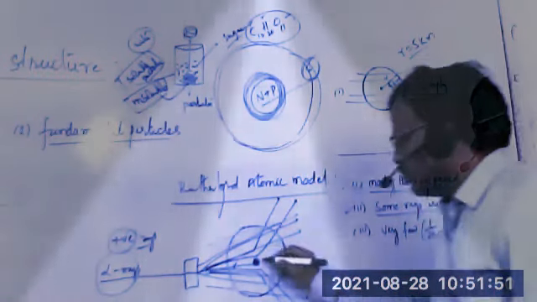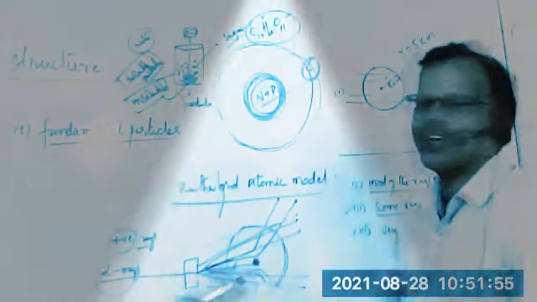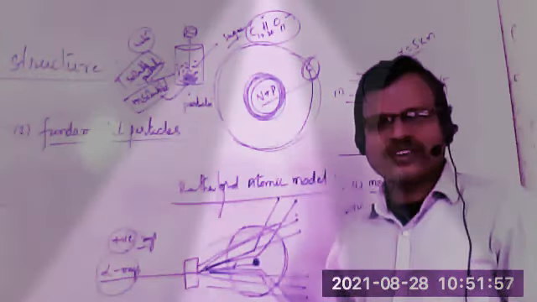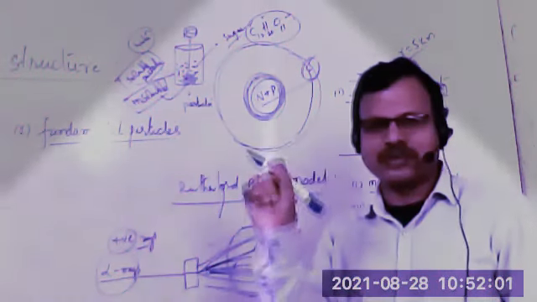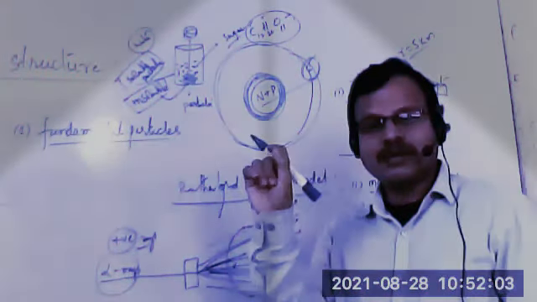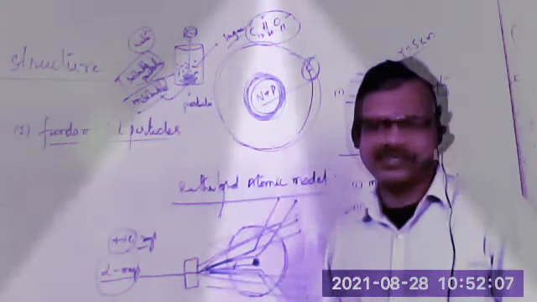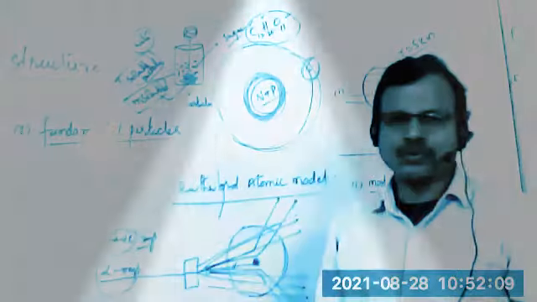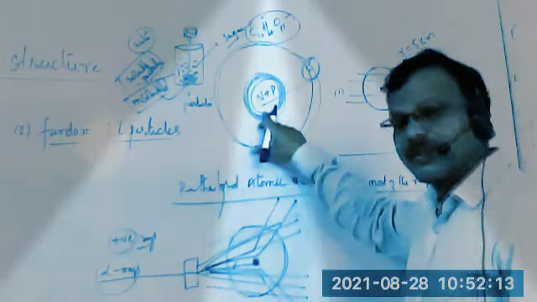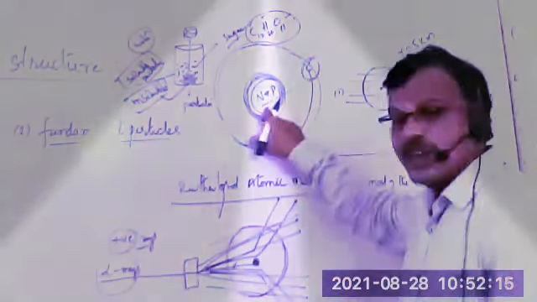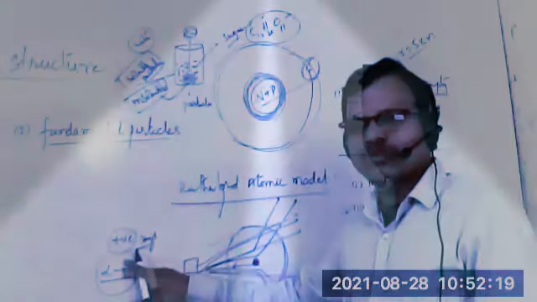Therefore, the nucleus is also positive. Why? Just now we explained the charge of a proton, that is plus 1.6 into 10 to the power of minus 19 coulombs. But the neutron has no charge, 0. Therefore, the protons are inside the nucleus. They are positively charged, and our alpha ray is also positive.